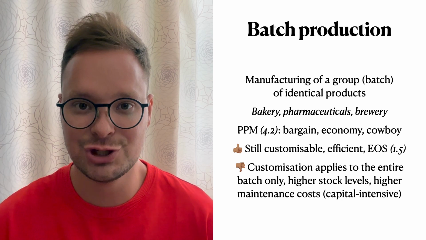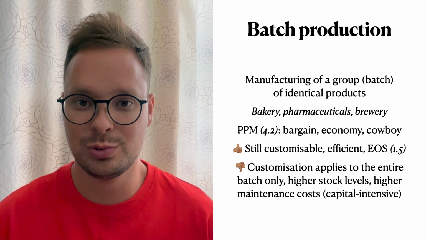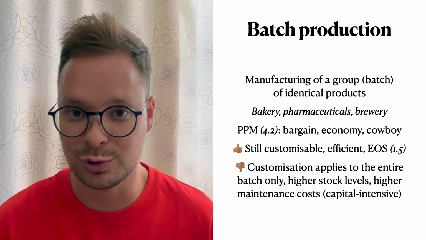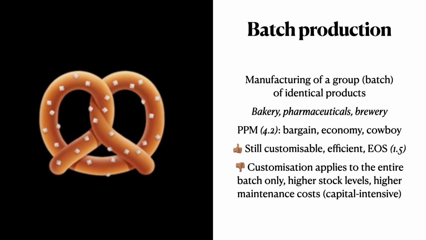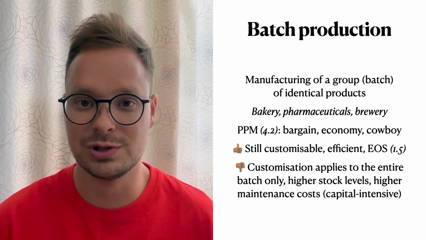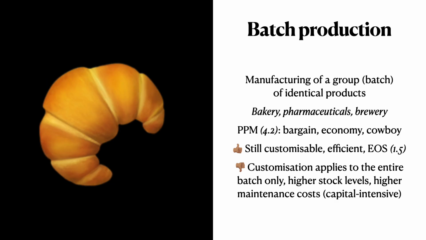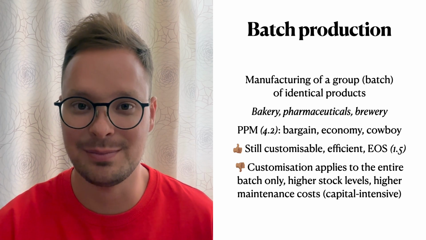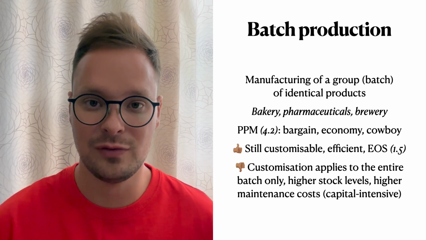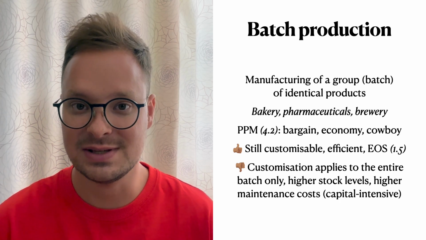Batch production refers to manufacturing of a group or batch of identical products. Basically, you use the same machine, the same equipment to produce different batches of output. The typical example is a bakery that has only one oven, but one and the same oven is used to produce bread, cupcakes, croissants, and anything else that is produced in a bakery. So you produce batches or sets or groups of identical products using the same equipment.